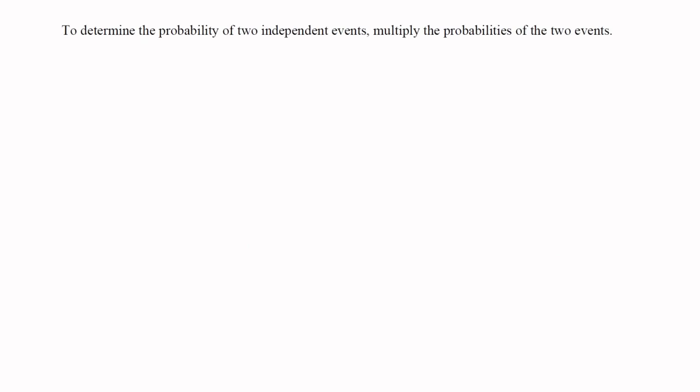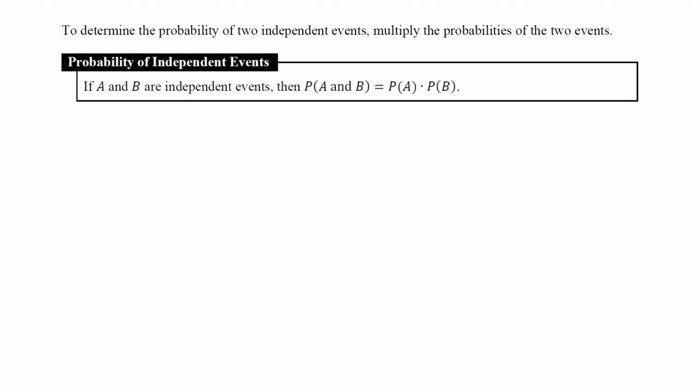To determine the probability of 2 independent events, multiply the probabilities of the 2 events. So if A and B are independent events, then the probability of A and B is the probability of A times the probability of B.